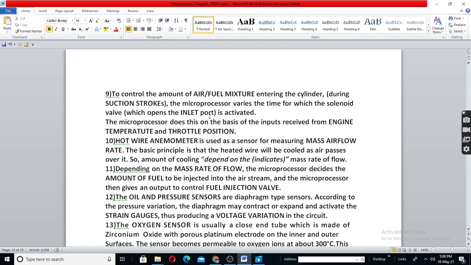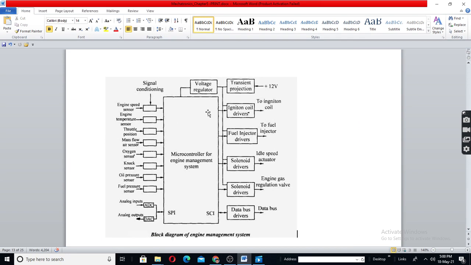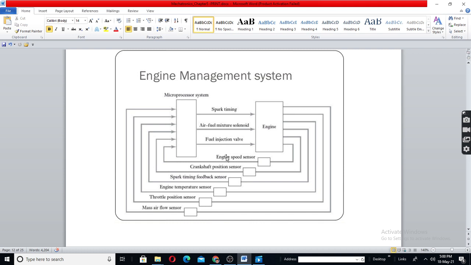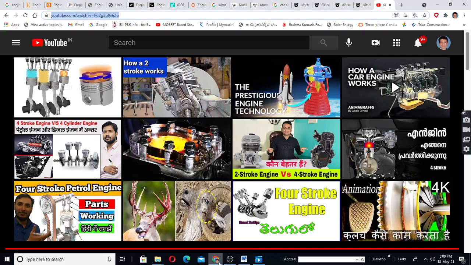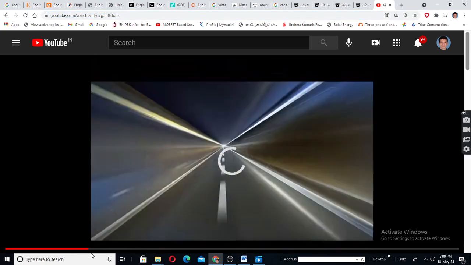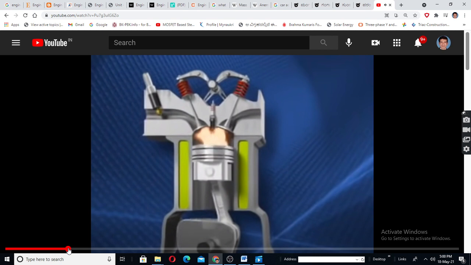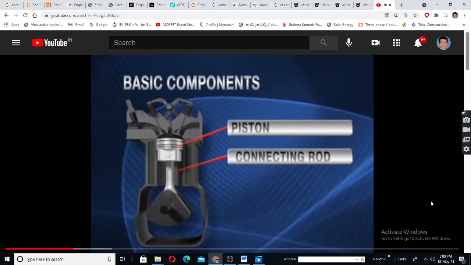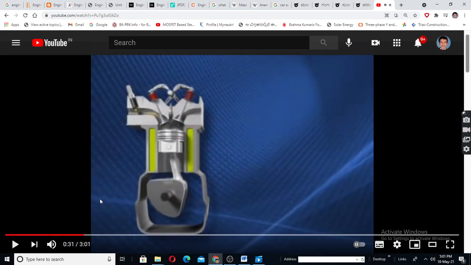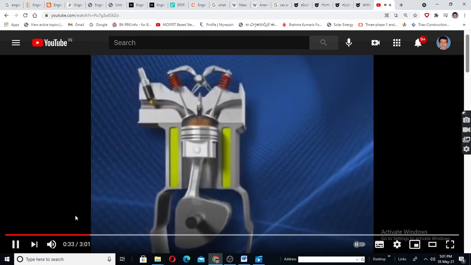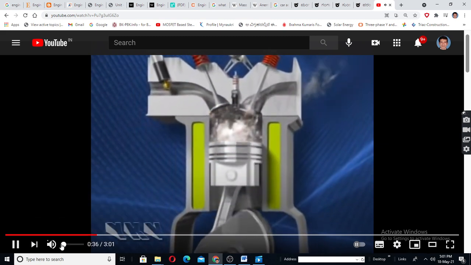But in detail, there are lots of points: what each and every sensor does. I will explain a few points now because going into every detail will be difficult for you. See, in a machine, say in an IC engine, there is a piston, a connecting rod, and a crankshaft. As the piston travels up and down in the cylinder, this lateral motion is turned into a rotating motion.